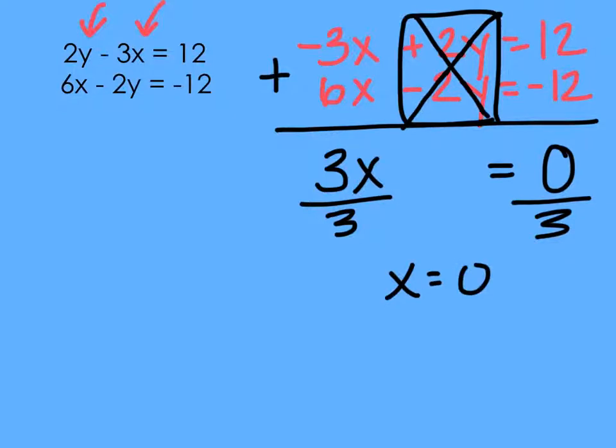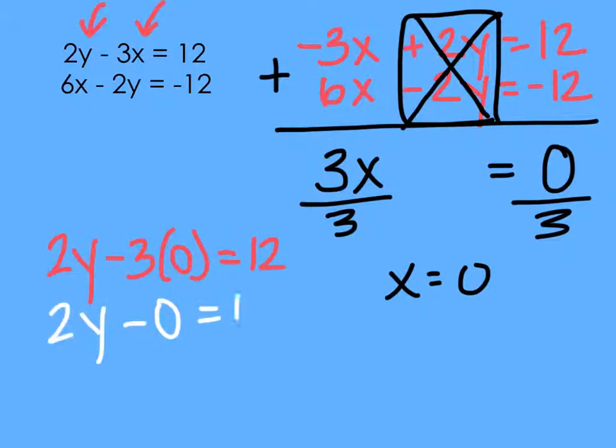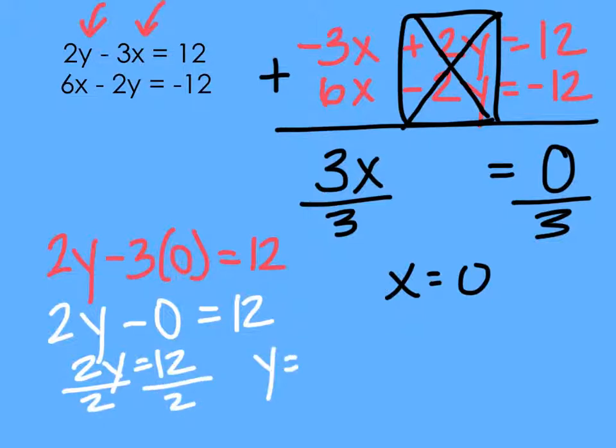Now I can plug x back into either of the original two equations. So 2y minus 3 times 0 equals 12. 2y minus 0 equals 12, which means 2y is equal to 12. Divide by 2, and y is 6. This gives me the ordered pair 0, 6.